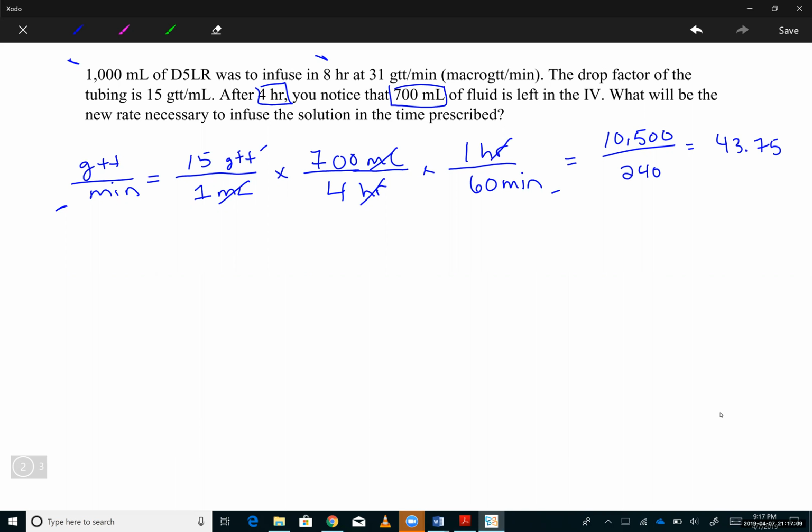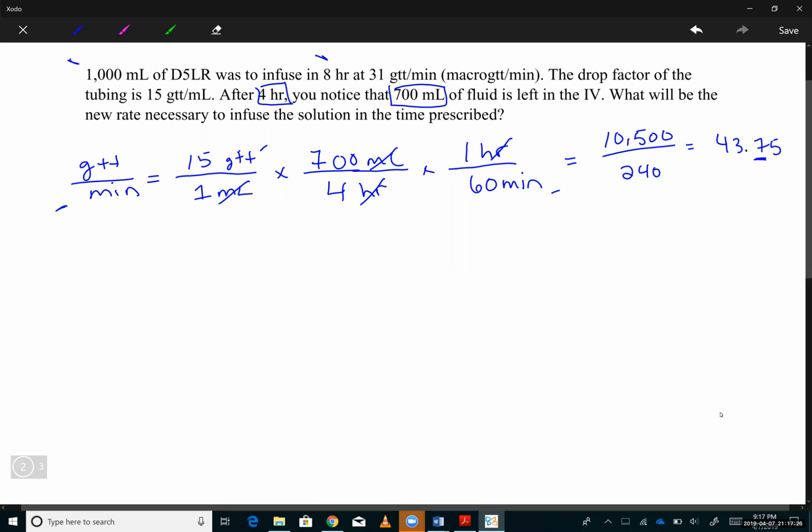Some pumps are able to give part of a drop. However, when we are looking at it and regulating the flow by hand, we cannot regulate an IV to give part of a drop. We must round this to a whole number. Because the 7 is 5 or greater, we round up to 44. And our label is drops per minute.